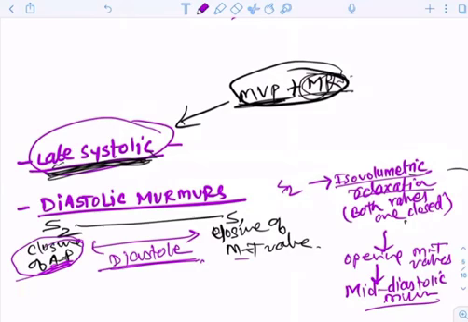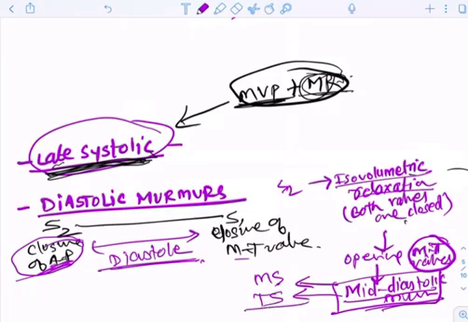Again, which valves are capable of producing mid diastolic murmurs? Will it be produced by aortic and pulmonary? No, never. It will be produced only by the mitral and tricuspid valves, because the aortic and pulmonary valves stay closed during a mid diastolic murmur, so there will be no blood flow through them. Flow can be through the mitral and tricuspid valves only. So always remember, the causes of mid diastolic murmurs are mitral stenosis and tricuspid stenosis.